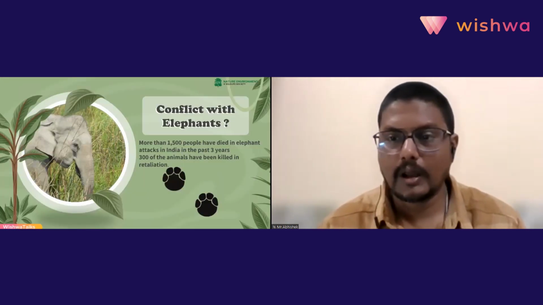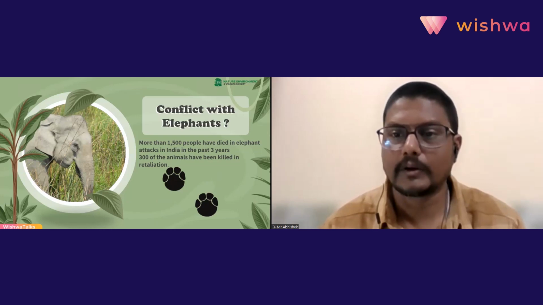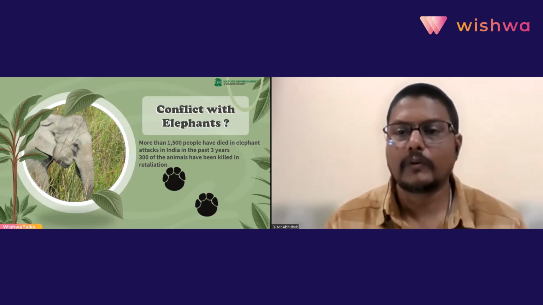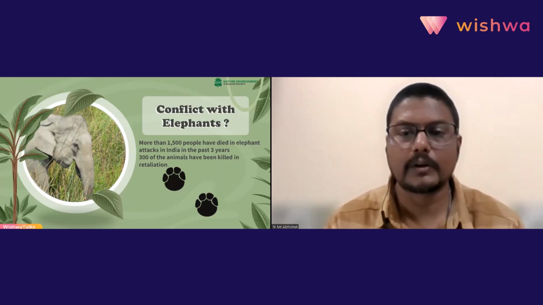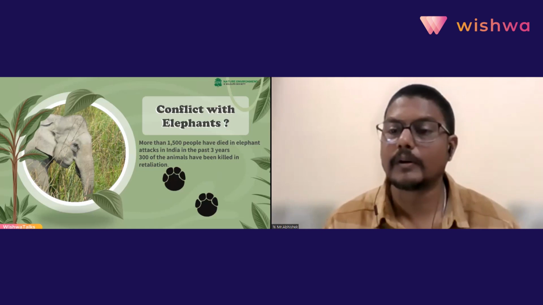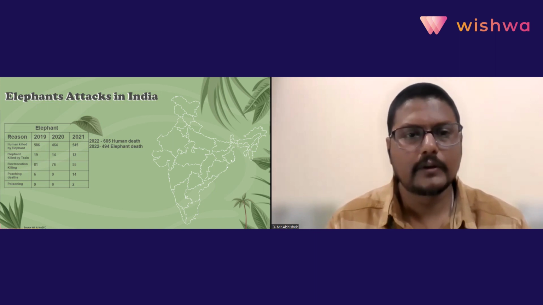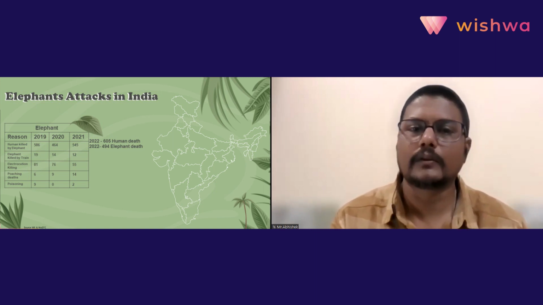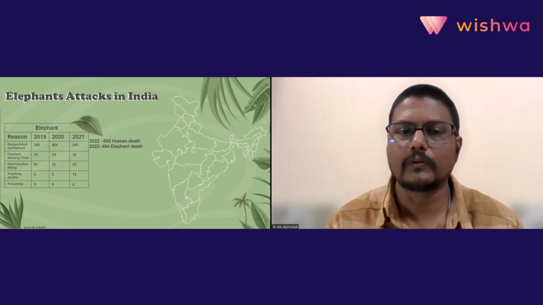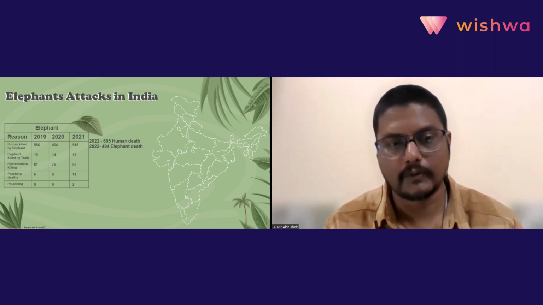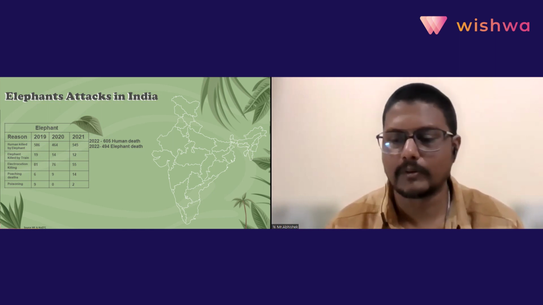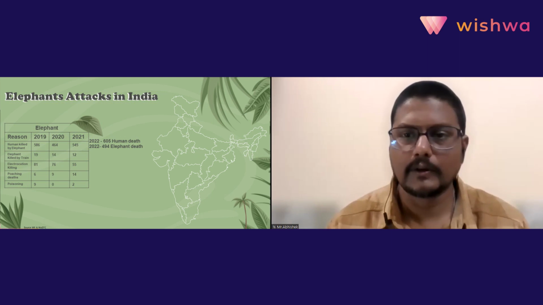Another animal is the elephant, which I am working on in Valmiki Tiger Reserve and Katarniaghat. More than 1,500 people have died in elephant attacks in India in the past 3 years, and 300 animals have been killed in retaliation. If I talk about the data again, humans killed by elephants in 2019 were 586, in 2020 it was 464, and in 2021 it was 554. The data can be easily read.